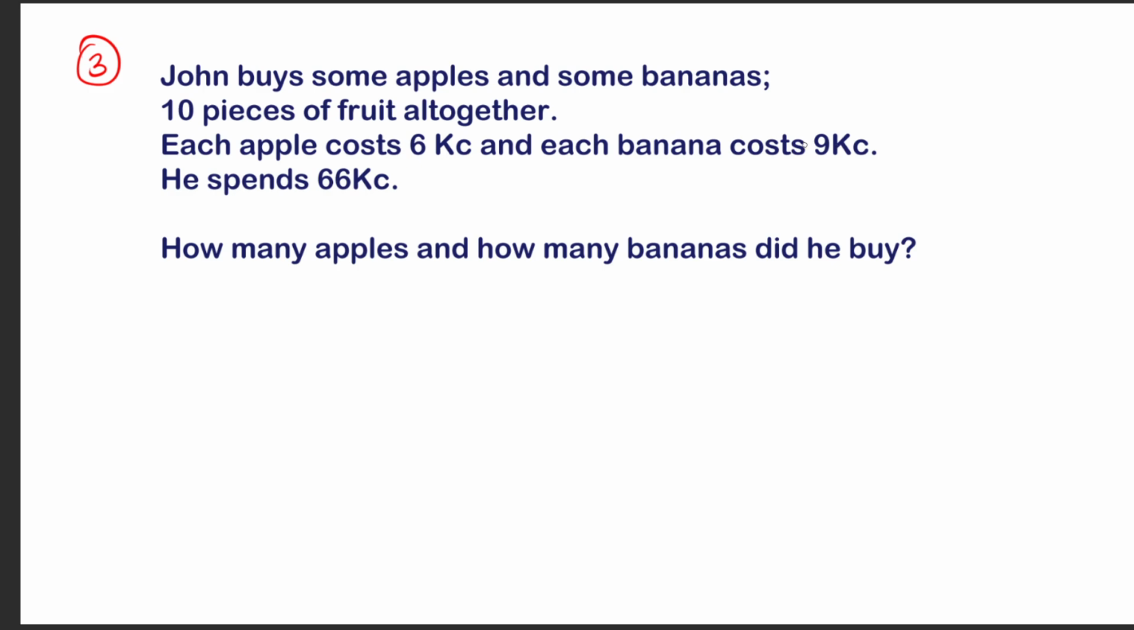So this time it's different. We know the price of the apples and bananas. That's what we were looking for in the last question. He spends 66 crowns. How many apples and how many bananas did he buy? Okay. So this time we're going to use A for the number of apples he buys and B for the number of bananas he buys. Okay, so let's see what equations we can make. Well, first of all, we know he buys 10 pieces of fruit altogether. So the number of apples he buys plus the number of bananas he buys must be equal to 10. So that tells us one of the equations.